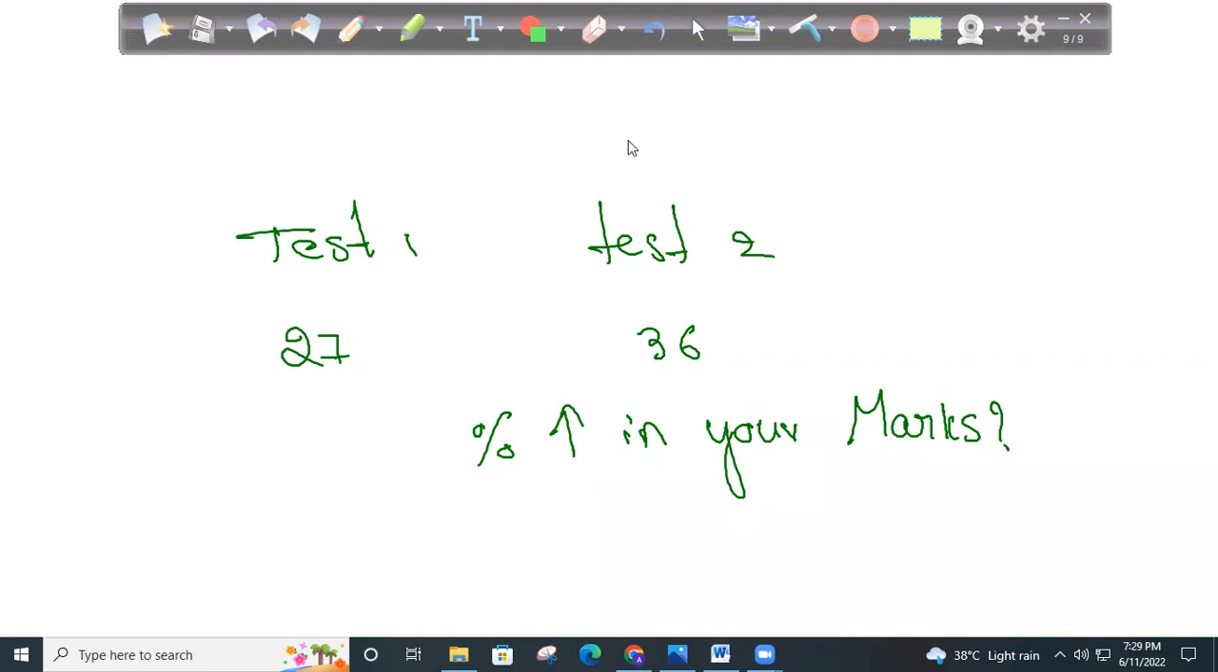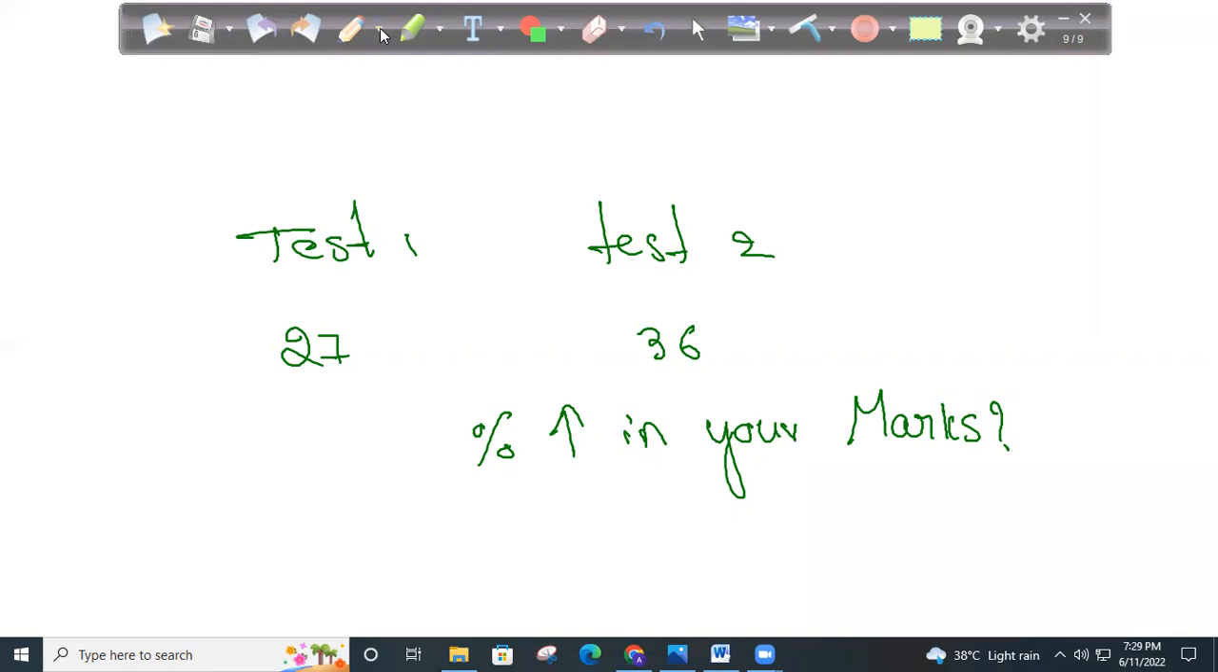Good. Abhinav gave his answer and it is the correct answer. Very good, Abhinav. Guru Raj also gave, Pawan Kumar also gave his answer. Correct. All are correct so far. So how do you find percentage increase?